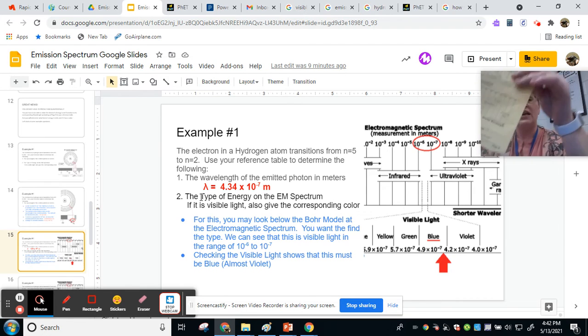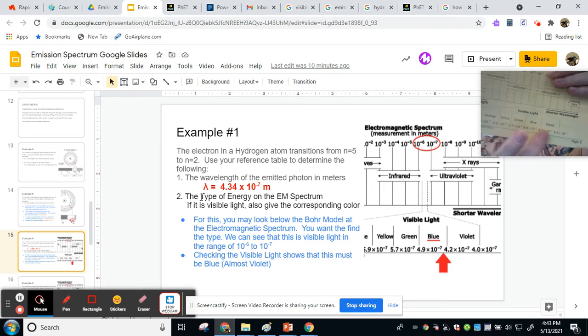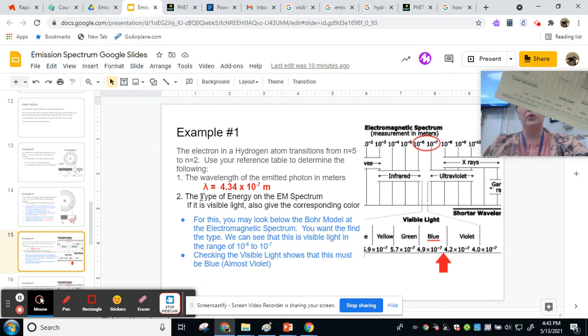Okay, that's visible light. Then they'd say, if it is visible light, tell us the corresponding color. So for that, you've got to look down here at the bottom where it blows up the visible light colors. Okay, blue is 4.9 to 4.2. So 4.34 would fall in that range. It's very close to violet. It would be like right here. So it'll be a blue color.